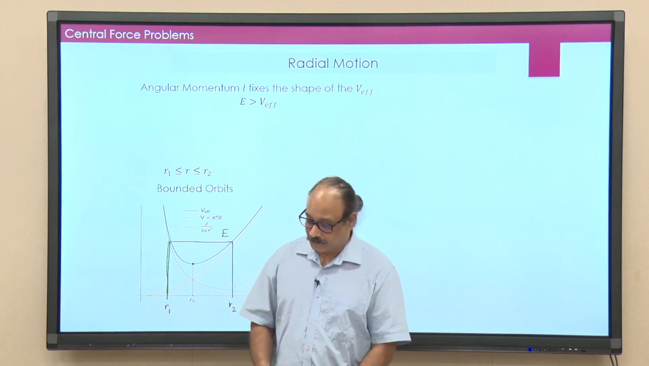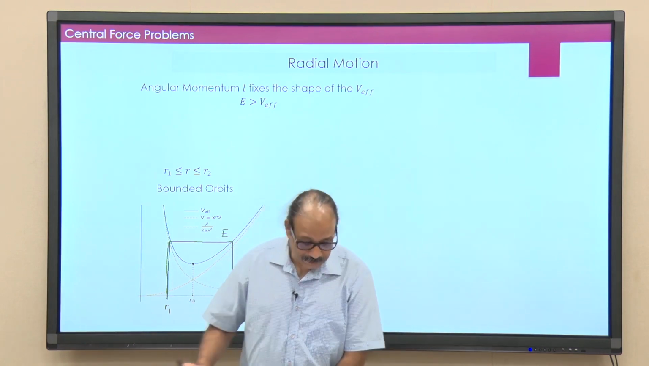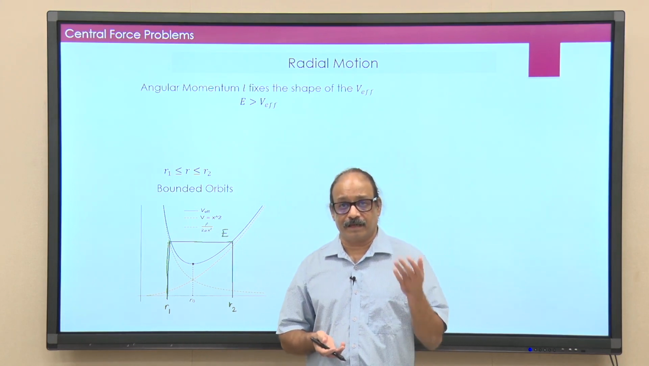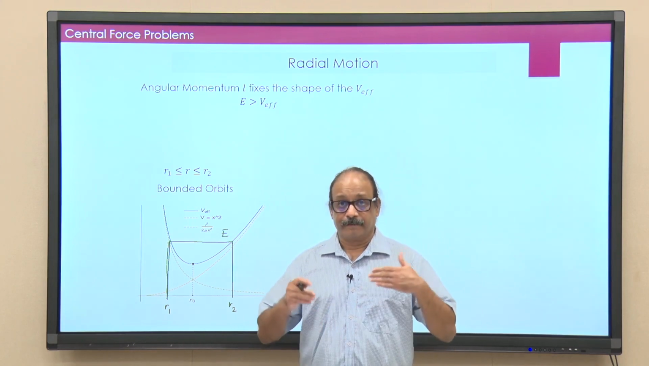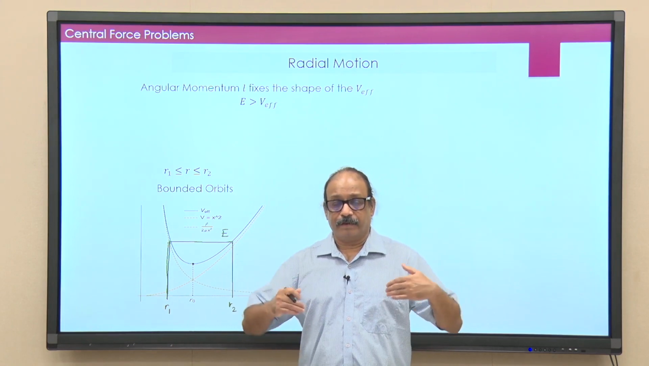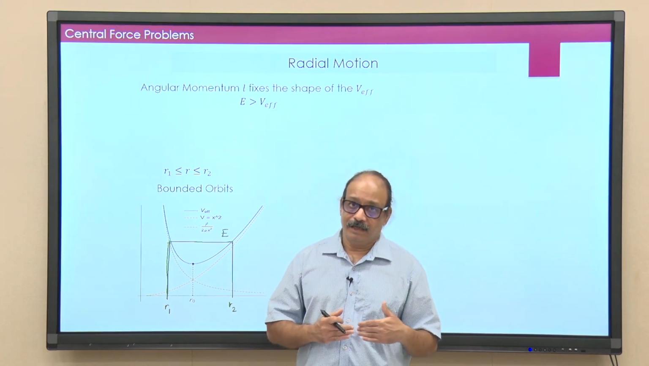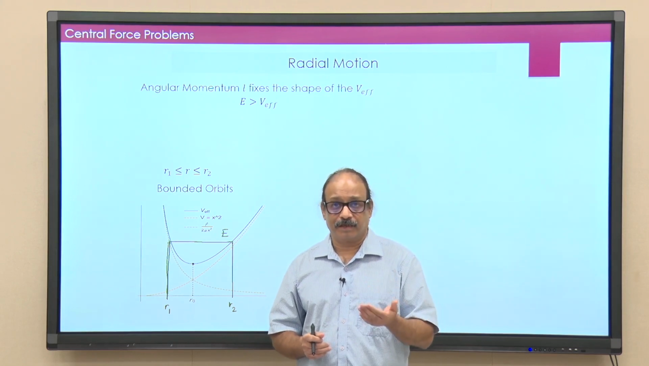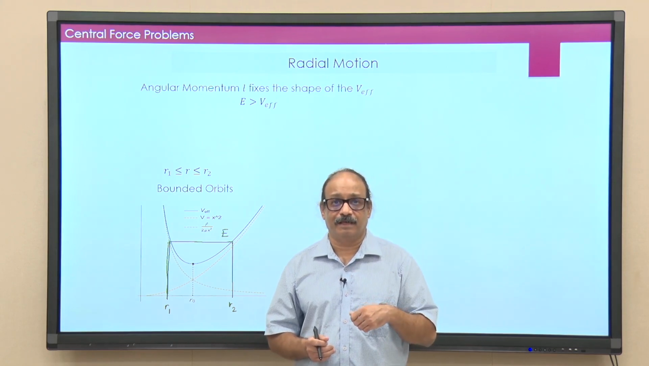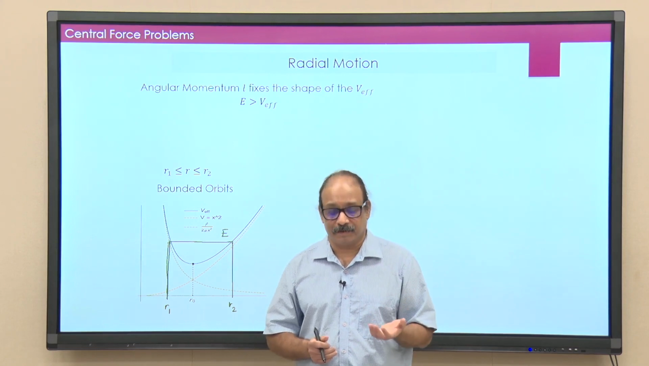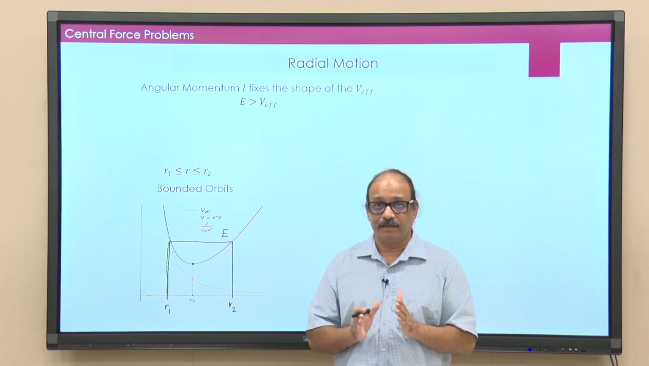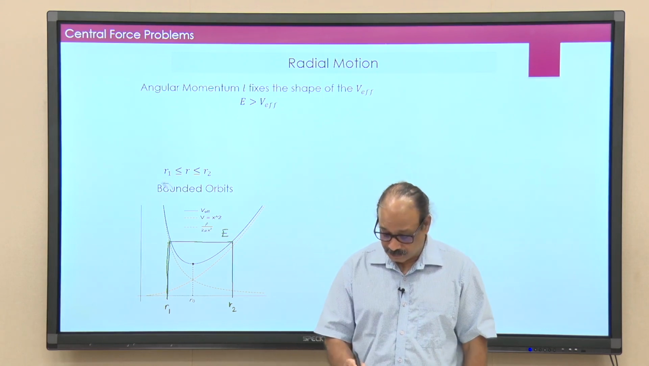And what will happen to this motion? These are consequences that we have studied way back in our 12th standard: for any potential curve, forget about it being a V effective, energy must be larger than the potential curve, because the remaining part is kinetic energy, and kinetic energy is always positive. So, that is how you get this classically allowed region between R1 and R2. So, this is what will happen.